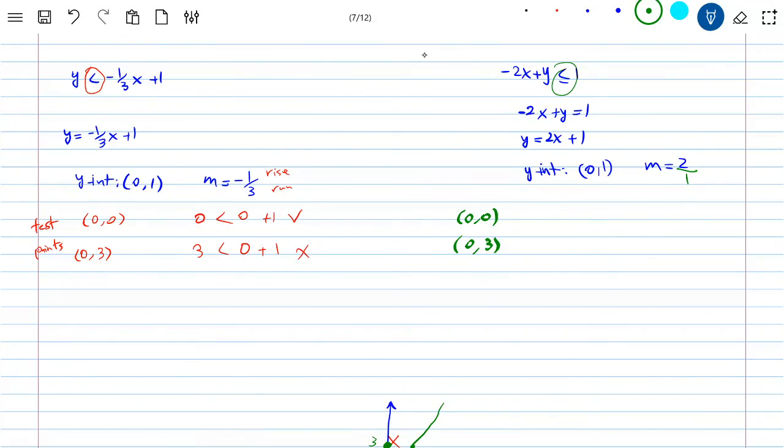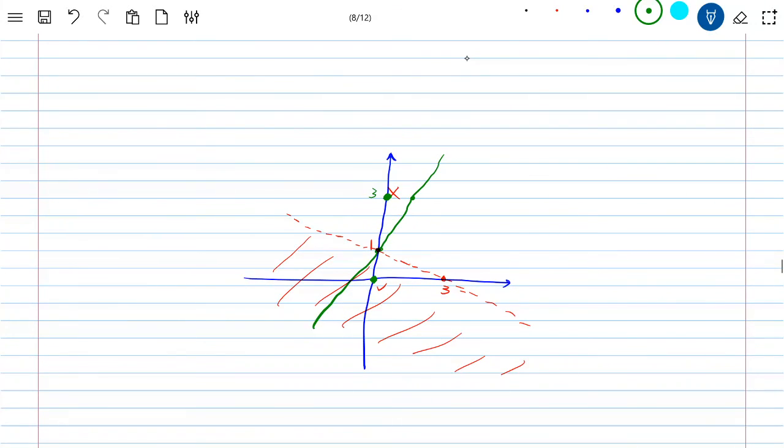You substitute 0, 0 in the inequality. Get -2 times 0, which is 0, plus 0. Is that less than 1? Yes, it is. If you try 0 and 3, you get -2 times 0, which is 0, plus 3. Is it less than 1? This one is not correct. So 0, 0 works, 0, 3 does not work. 0, 0 works on the right side of the line.